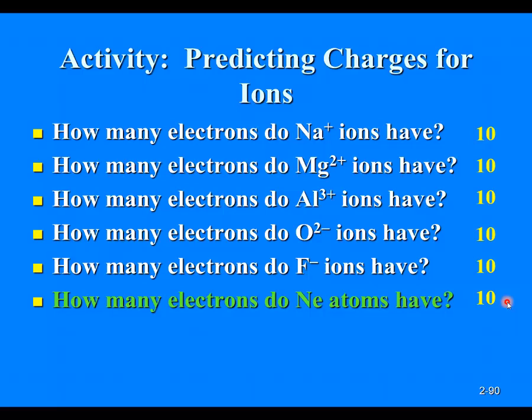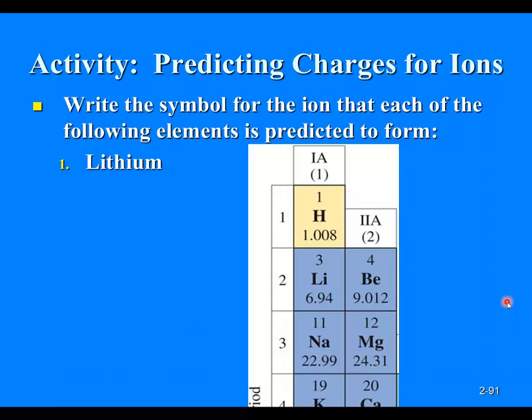This would work for other periods on the periodic table too, though another noble gas like argon or krypton might be closer in those cases. Okay, so let's write a few symbols for ions that we predict to be stable. So if I ask you what is the stable ion that forms for lithium, well, I should look on the periodic table. It's in group 1.